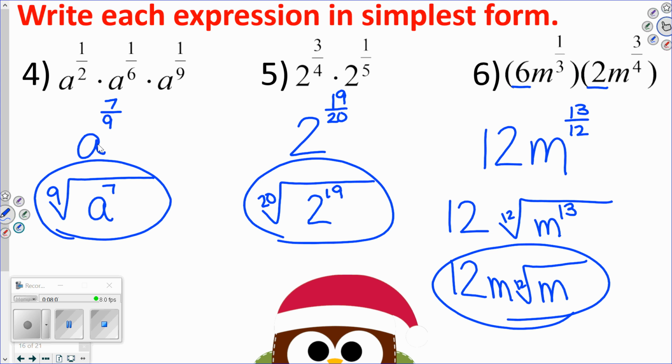This 12? Are you okay that it came from 6 times 2 here? No. Nope, that doesn't go under the radical. Now, if there had been a parenthesis around the 12m, and then it would have gone under. We okay? Good.